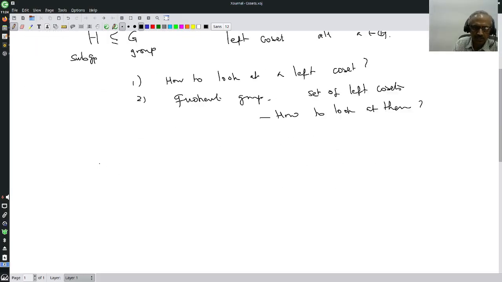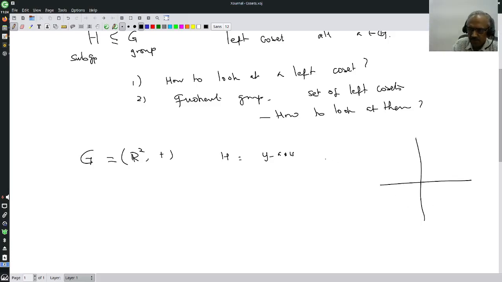Let us look at the simplest case to start with. All my examples are geometric, therefore my groups need not be finite. So let us look at G equal to R^2 under addition. As a subgroup H, let us take the y-axis. That means x equal to 0, the set of all (0, y), y in R.